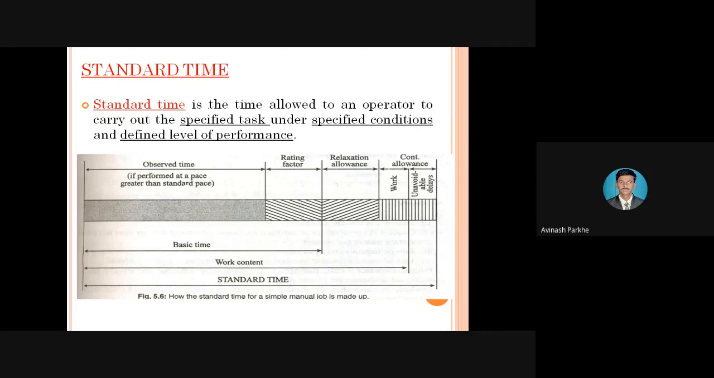Therefore, whenever I am calculating the standard time, I have a simple formula: standard time is equal to basic time plus allowance. So here, whatever the figure I have represented, this is the basic time. This basic time is the time required to complete the job only.